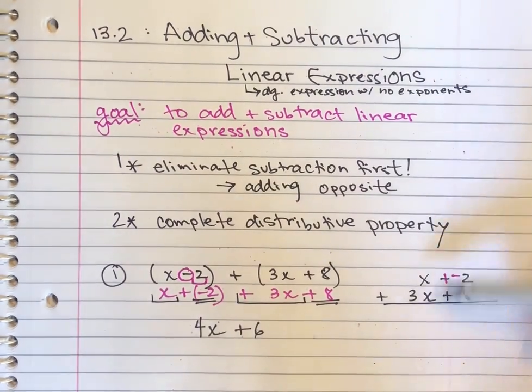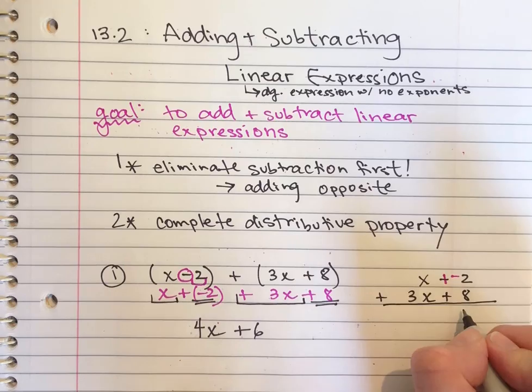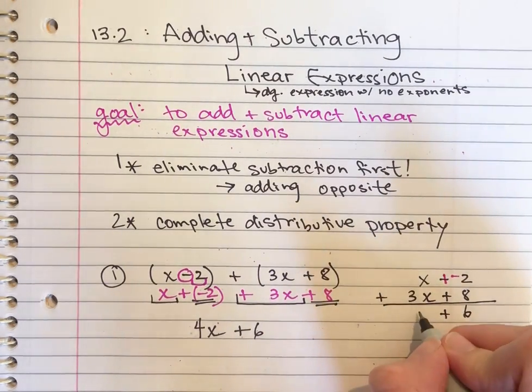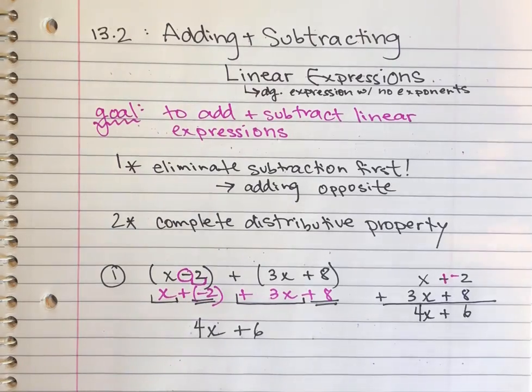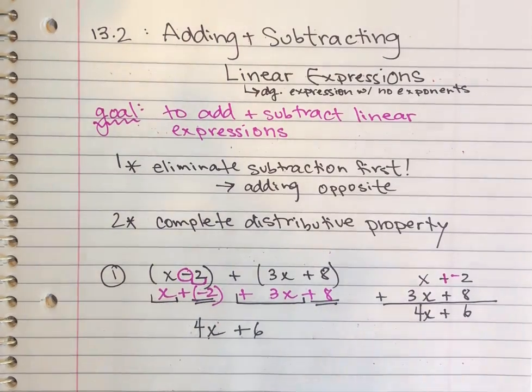So now we can add vertically. 8 plus negative 2 is 6. Drop down our addition symbol. 3x and x makes 4x. So you'll notice we got the same answer, just a little bit of a different strategy. Okay, let's try another one. Number 2.